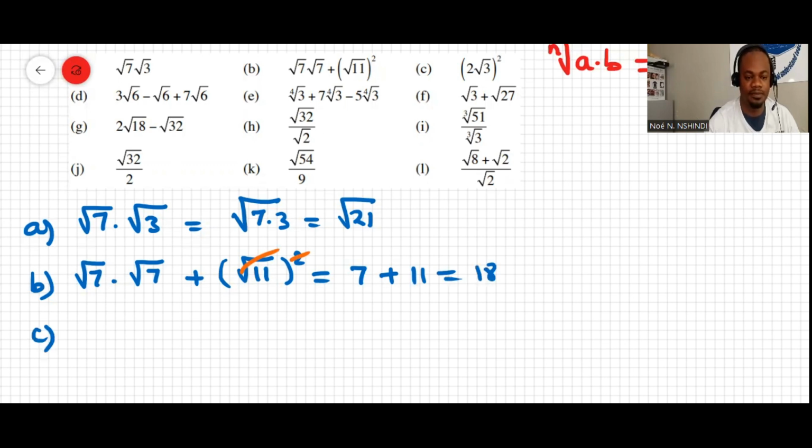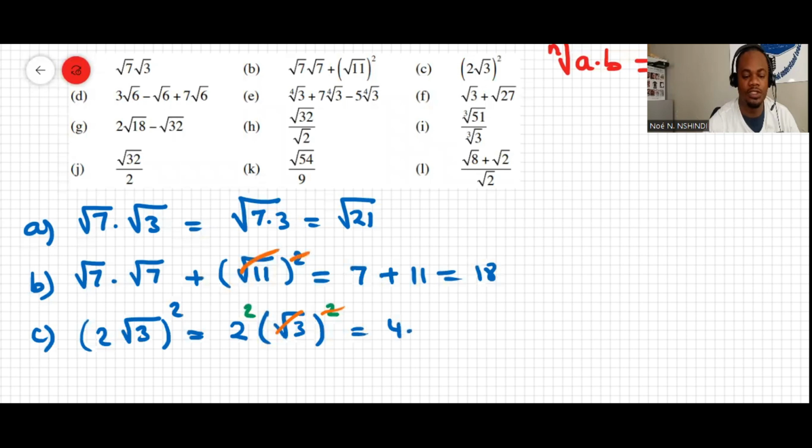C, the question says 2 root 3, raised to the power of 2. This is like 2 to the power of 2, and then root 3 all to the power of 2 also. Now with the power of 2 here, we cancel the root, and then 2 squared is 4, multiplied by 3, this is equal to 12. Okay, we can do d over here.